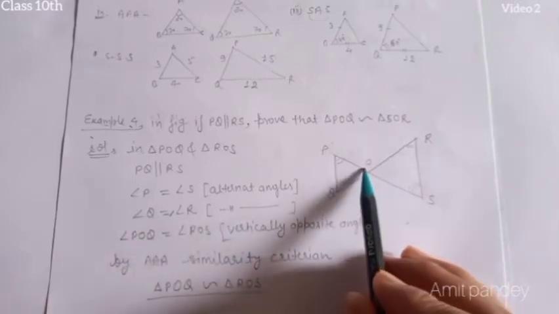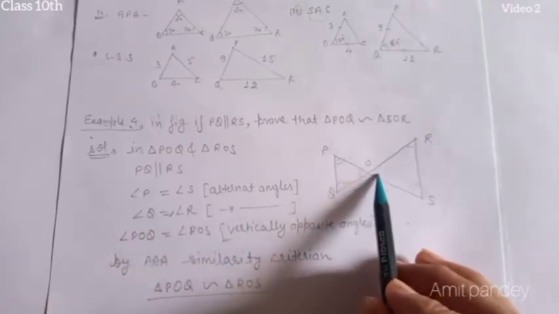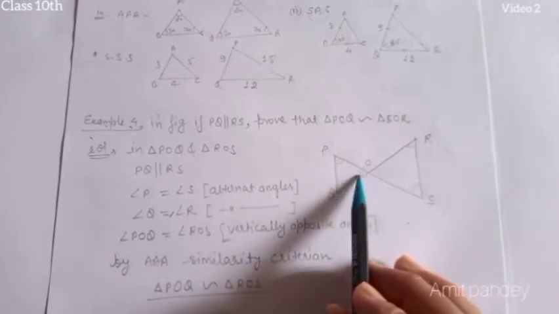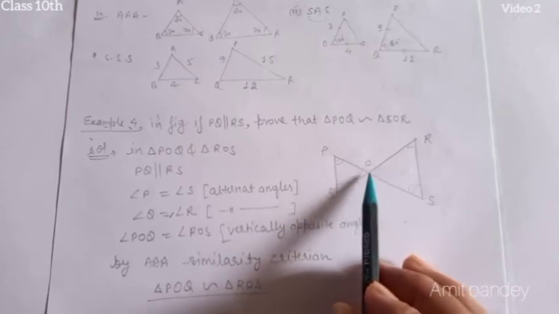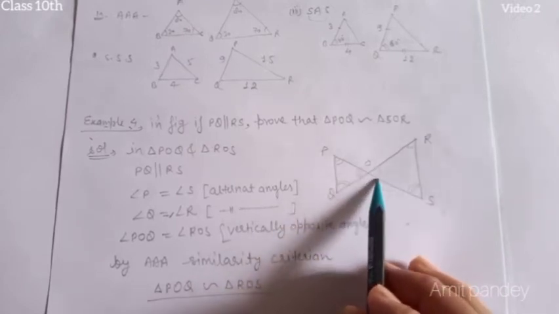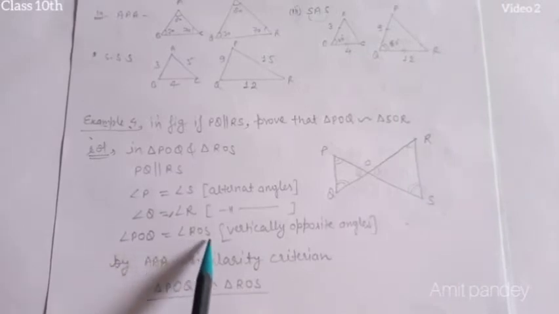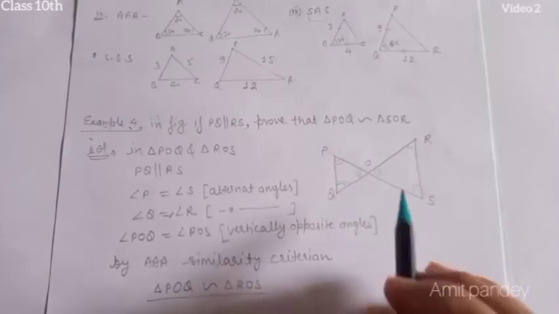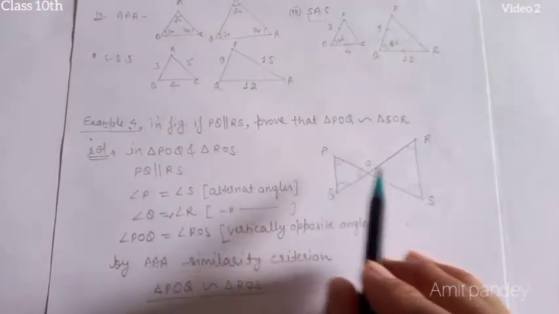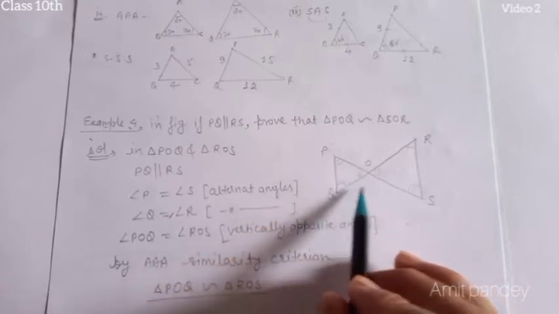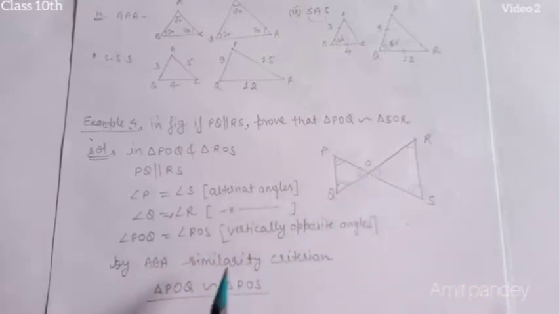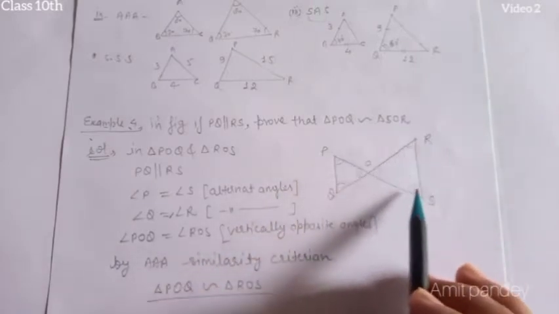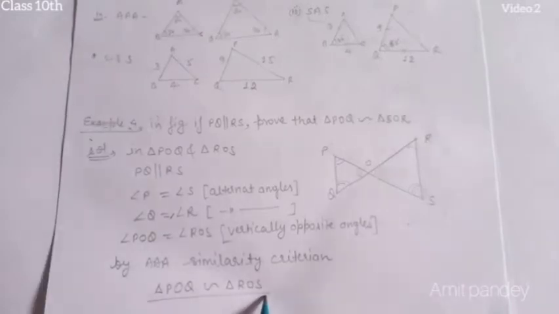Now you know that in this triangle and this triangle, these are two lines, and both intersect at point O. If two lines intersect at a point, they form vertically opposite angles. So this angle is equal to this one, and we can write angle POQ is equal to angle ROS. These are vertically opposite angles. So now you can check that this angle is equal to this, and both are equal. So by using the triple A criterion, we can say that triangle PQO and triangle ROS are both similar.